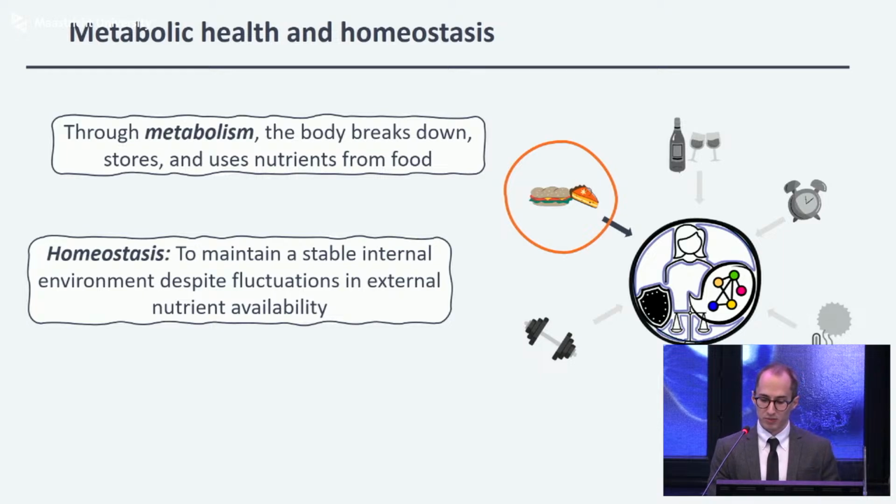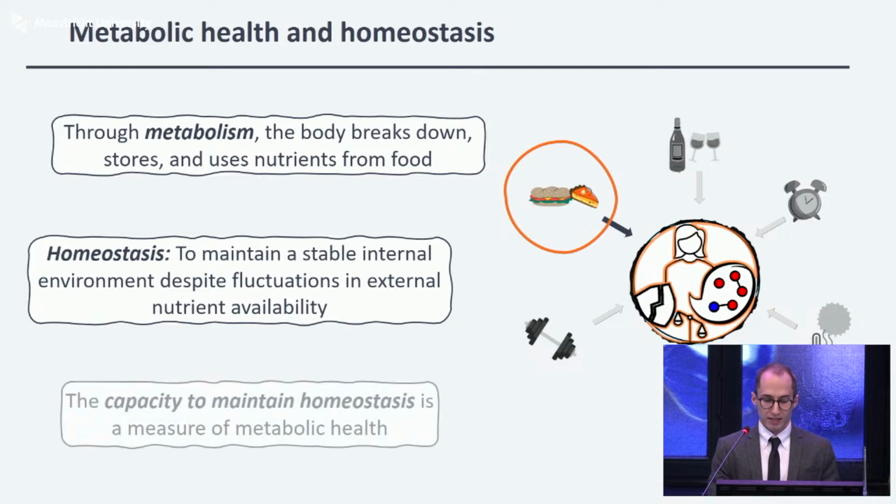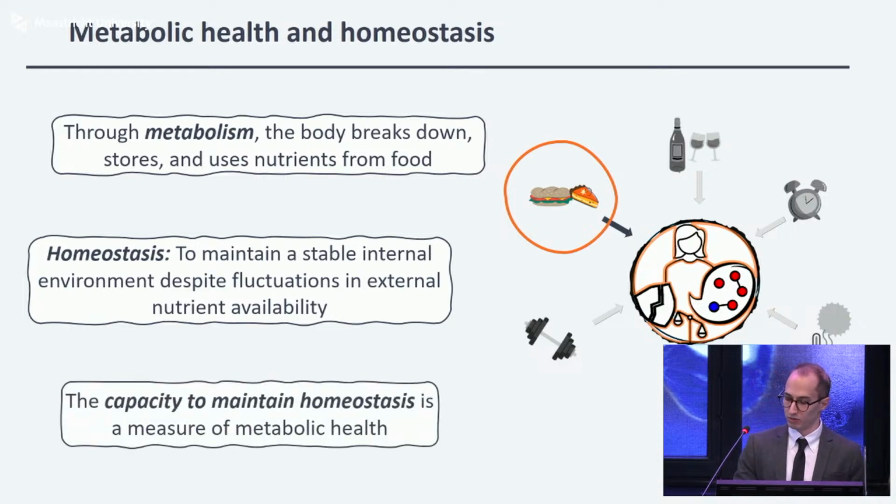If the capacity to maintain homeostasis weakens, metabolic health deteriorates, and correspondingly, the risk of developing metabolic disorders such as diabetes and other cardiovascular disease increases. Therefore, the capacity to maintain homeostasis can be seen as a measure of metabolic health. This concept is frequently used in nutritional and metabolic health research, for example, to study glucose homeostasis.